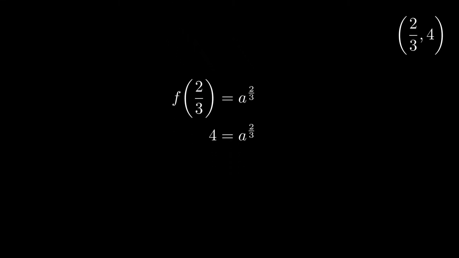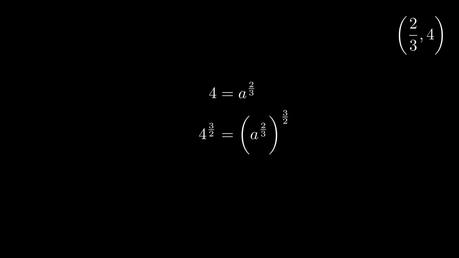Okay, so I want to get rid of that power 2/3, so we can get rid of that by raising to the power 3/2, because they're going to multiply together. It's the reciprocal, right? Multiply them together, you're going to get 1. So we have a to the power 1.